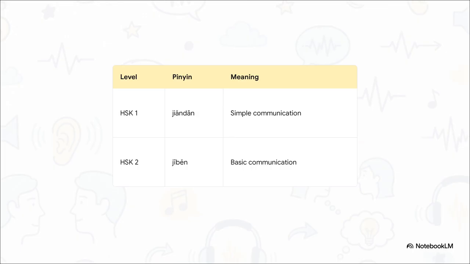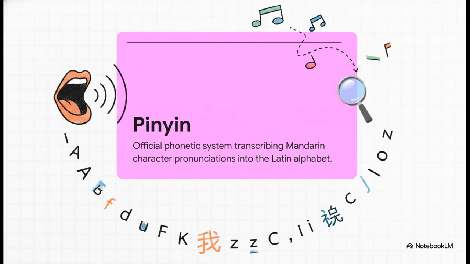Now, I want to pause here for just a second, because I've mentioned pinyin a few times. Pinyin is absolutely your best friend right now. It's the official phonetic system for transcribing the Mandarin pronunciations of Chinese characters into the Latin alphabet. So basically, it uses the letters you already know to teach you how to pronounce the characters you don't know yet. Recognizing pinyin alongside those tones is a massive core outcome for unlocking the meaning of any Mandarin sentence.